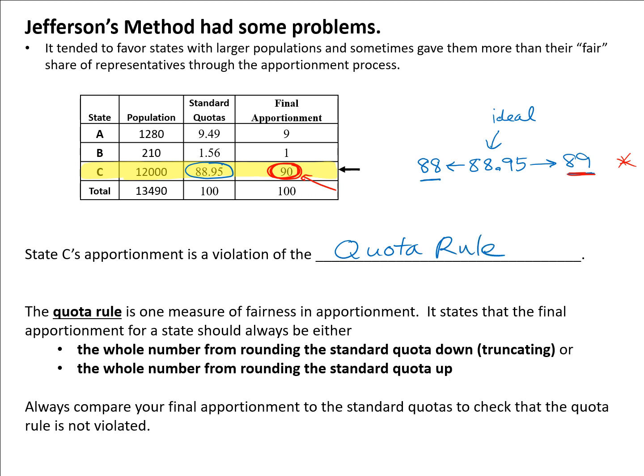Now, with apportionment, one way of measuring fairness is with this quota rule. And the quota rule states the final apportionment for a state should always either be the whole number from rounding a standard quota down, that's what we call truncating when you cut off the decimal, or the whole number from rounding the standard quota up. So in this case, State C should have either gotten 88 or 89 seats. Because they got something that wasn't 88 or 89, it was a violation of the quota rule. So in terms of deciding whether something is fair, generally what sociologists do is they compare the final apportionment to the standard quotas to check to see if the quota rule was violated or not.